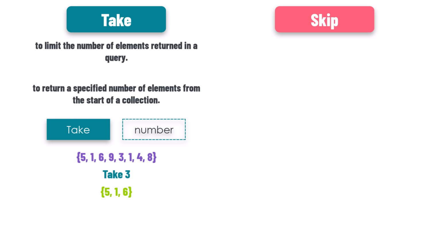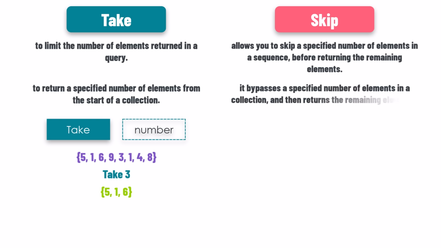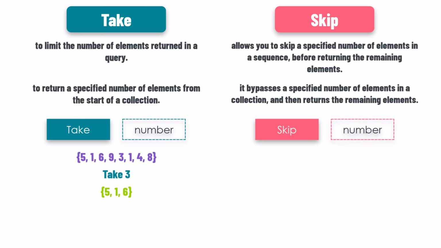The Skip clause, on the other hand, allows you to skip a specified number of elements in a sequence before returning the remaining elements. So, it bypasses a specified number of elements in a collection and then returns the remaining elements. The syntax for this clause is also the same. We only write the clause with an integer number. This number indicates how many items should be skipped from the query.